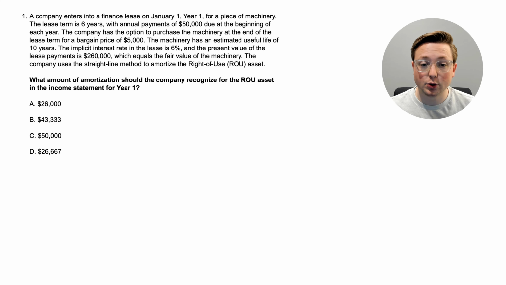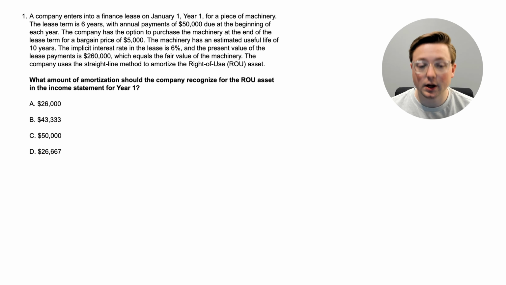A company enters into a finance lease on January 1st, year 1, for a piece of machinery. The lease term is 6 years with annual payments of $50,000 due at the beginning of each year. The company has the option to purchase the machinery at the end of the lease term for a bargain purchase price of $5,000. The machinery has an estimated useful life of 10 years. The implicit interest rate in the lease is 6% and the present value of the lease payments is $260,000, which equals the fair value of the machine. The company uses the straight line method to amortize the right of use asset.